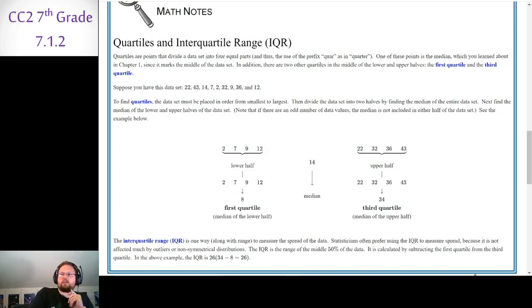And then in order to find your first quartile and your third quartile, you are looking at the median of those halves. Remember, median is middle. And in this case, you might have 2 numbers tied, such as 7 and 9. And then you add them up and divide by 2 to get 8. And then it gives you a definition for interquartile range.